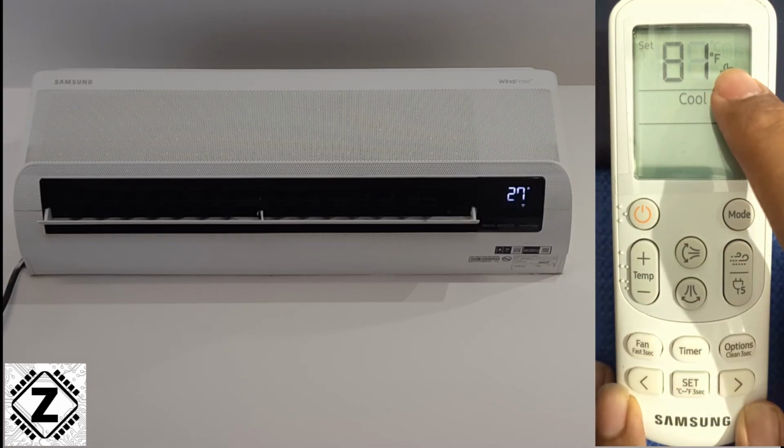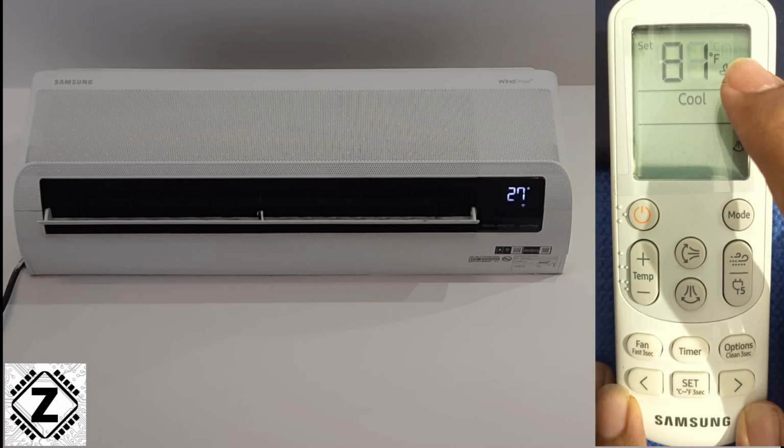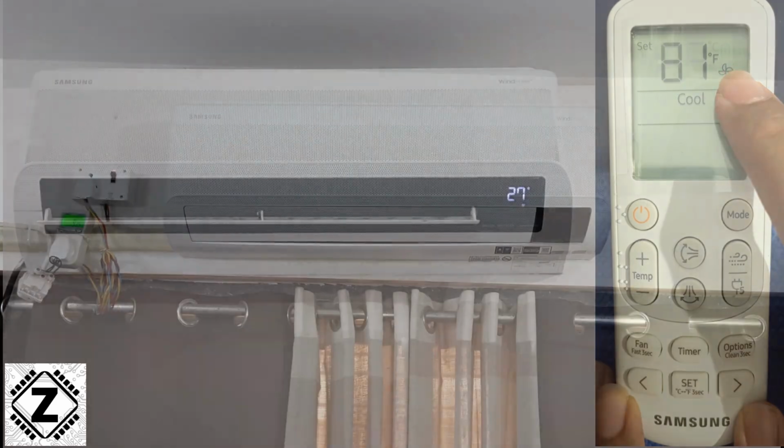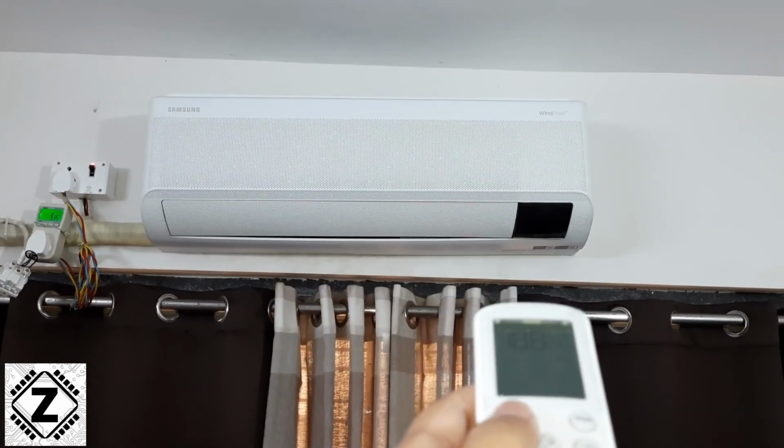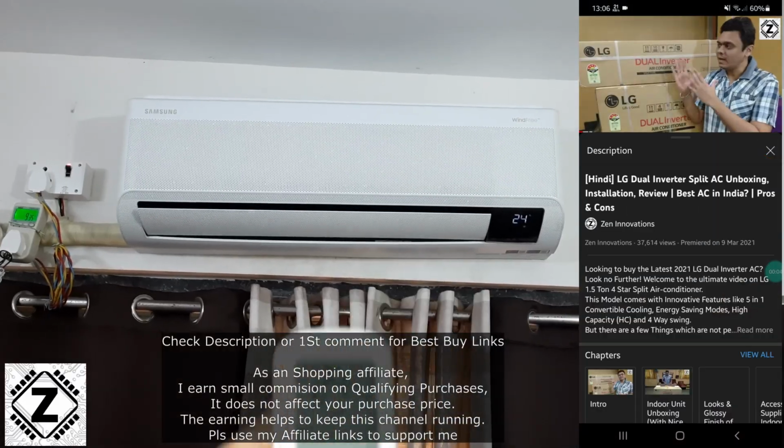So what this Fahrenheit option does is that it allows you to adjust the AC temperature very finely using steps of 0.5 degrees. All right guys, this was the Samsung Windfree 1.5 ton.